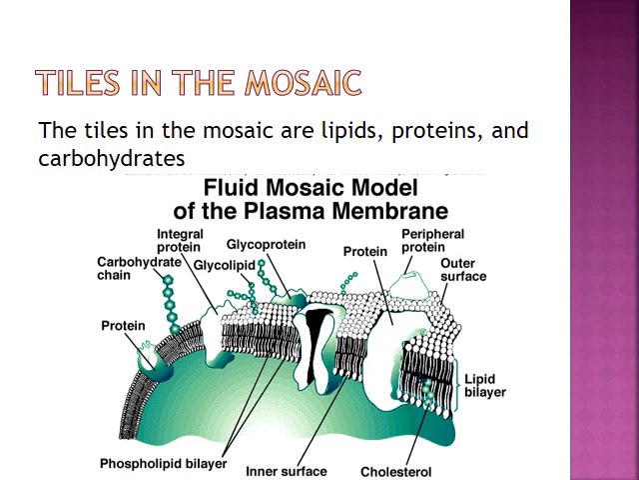Starch is a carbohydrate. Waxes are lipids. Nucleic acids are missing. We're missing the nucleic acids. No DNA, no RNA on this outside. But there are lipids, proteins, and carbohydrates.